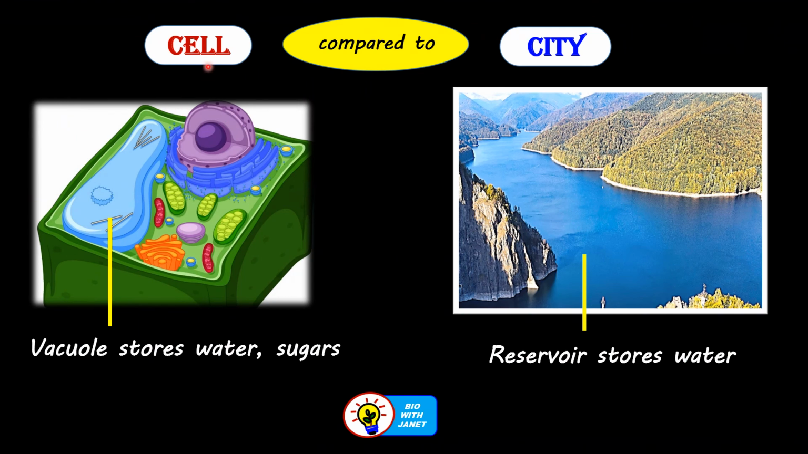Now, if we were to compare a cell to a city, the vacuole in the cell that stores water and sugars can be likened to a reservoir in the outskirts of the city that stores water, right? But the vacuole stores more than water. It stores sugars, amino acids, mineral salts, and so forth.